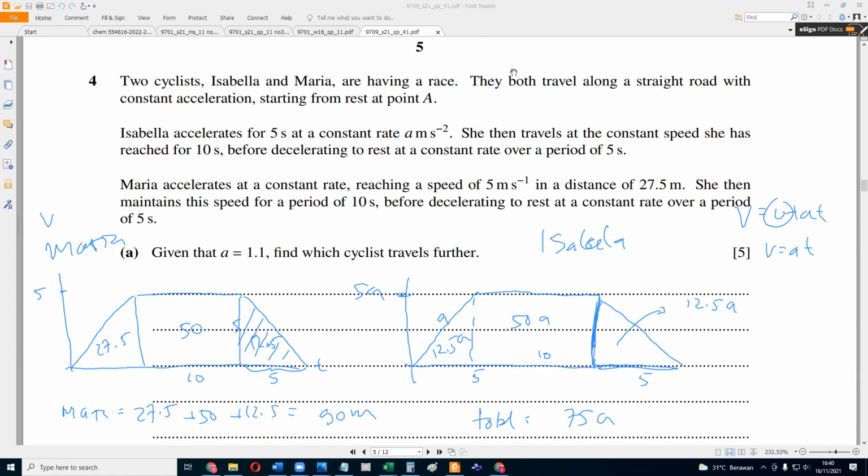Now, for question part A. Given a is 1.1, which one travels faster? For this one, we can multiply 75 by 1.1 and we have 82.5. So Maria travels faster.